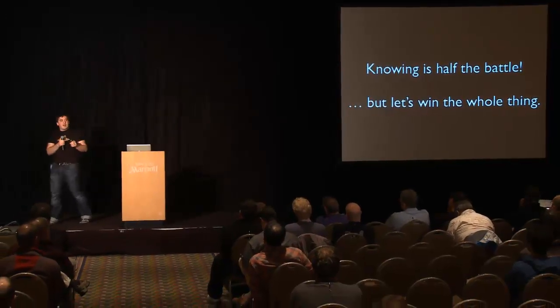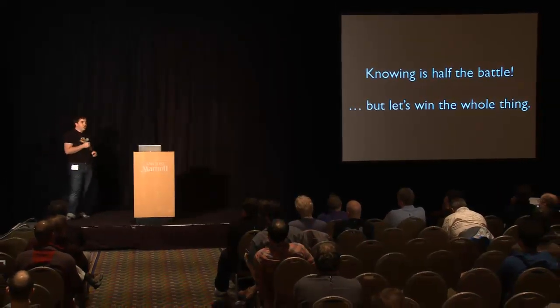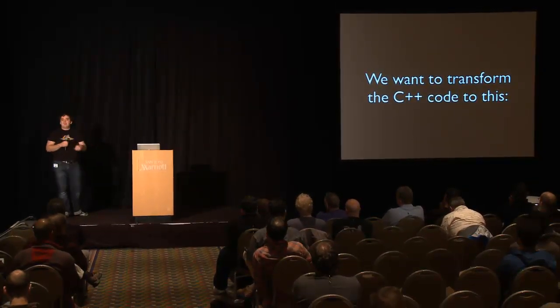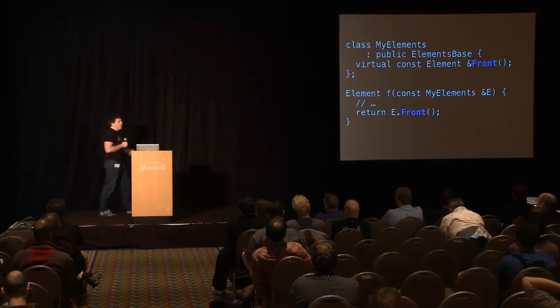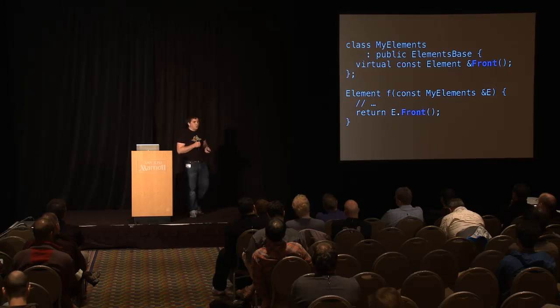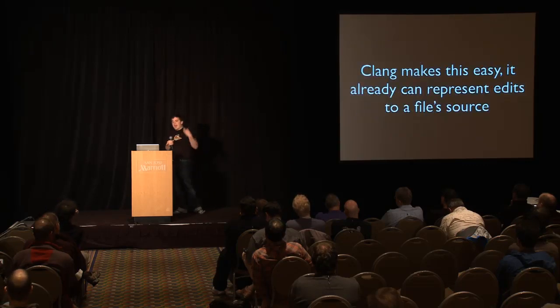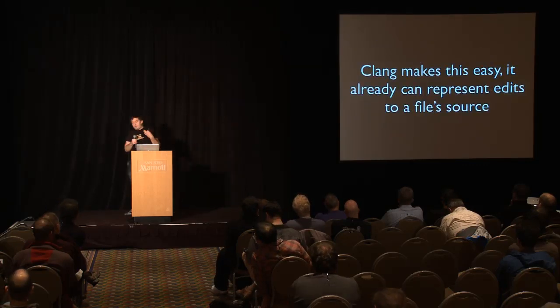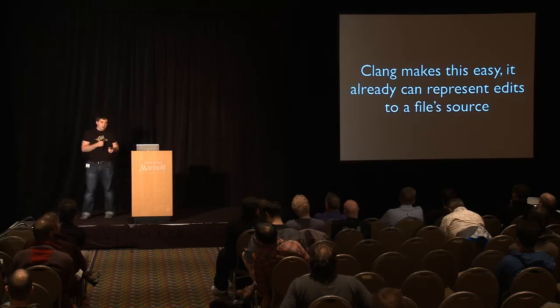Let's actually take it all the way and let's try and do the source-to-source translation. We actually want to transform the bad C++ code into something better. We want to make it say front here instead of get. And we can do that using the same tools, especially when we have Clang. It has the rewriter interface. It has all of the power we need to actually go in and directly rewrite it.